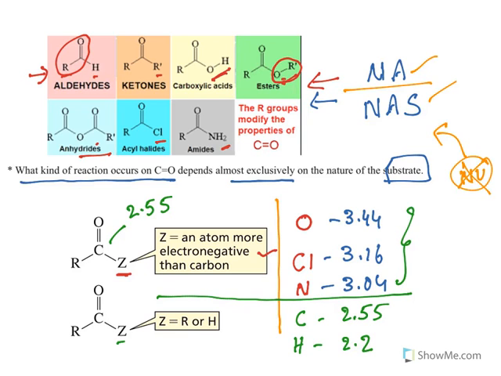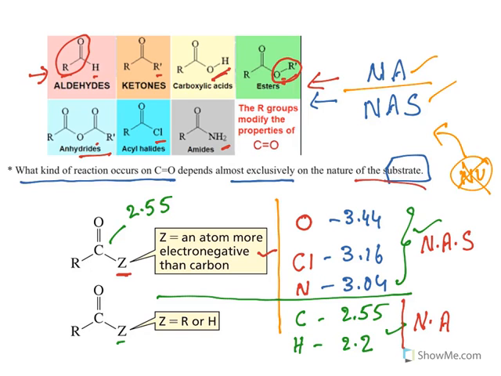In one group, the electronegativity is high. In another group, the electronegativity is equal or low. Now, this is an important one. The reason is the group with equal or lower electronegativity will undergo nucleophilic addition reaction, whereas the groups with high electronegativity will undergo nucleophilic acyl substitution.